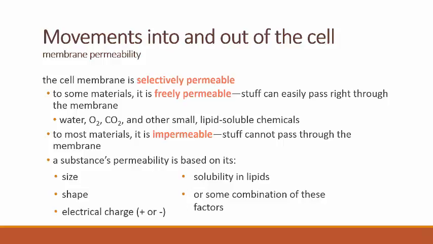So if a membrane is selectively permeable, that means to some materials the membrane is freely permeable. Those things can pass through the membrane with no problem at all. So that would be like the air. A window screen is freely permeable to air, wind passing through it. With a cell membrane, oxygen, so O2 gas, carbon dioxide gas, and water, as well as anything that's a small lipid-soluble chemical, is able to pass through the phospholipid bilayer.